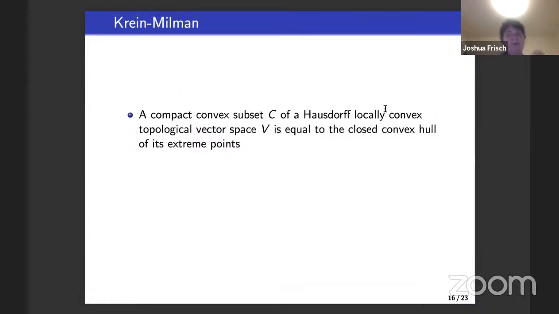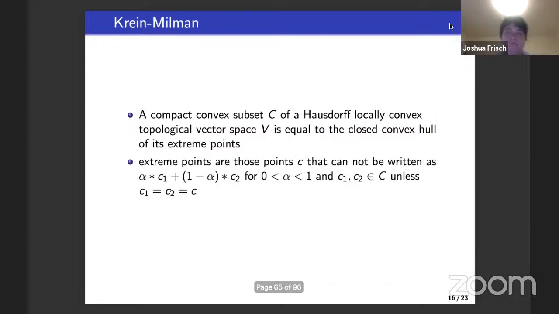I'm going to bring up the last hard technical thing from outside of group theory, and I'm not going to bring up any other such thing in this course. So apologies. The Krein-Milman theorem: if I have a compact convex subset of a Hausdorff locally convex topological vector space, it's equal to the closed convex hull of its extreme points. An extreme point is just a point which can't be written as a convex combination of two other things.